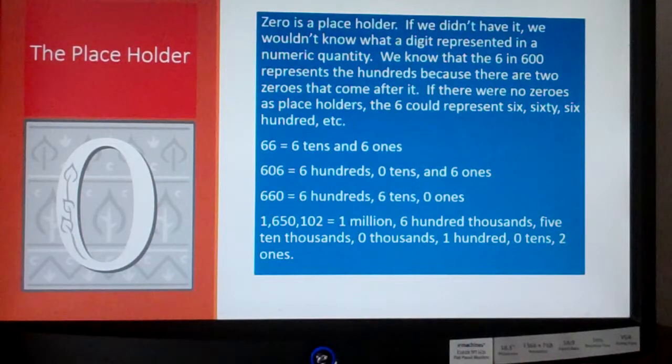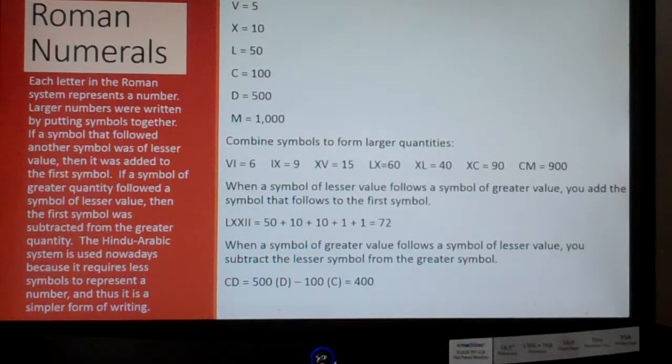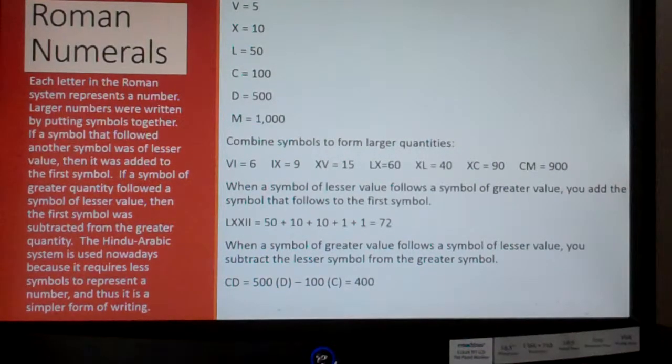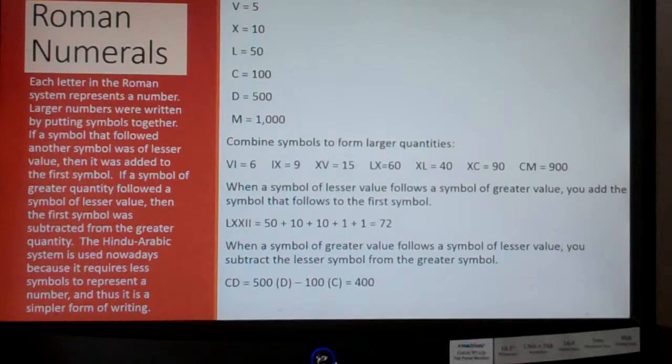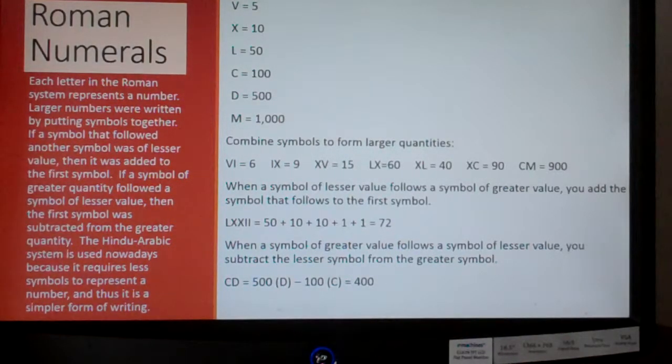1,650,102 equals 1,000,000, 600,000, 50,000, 0 thousands, 100, 0 tens, and 2 ones. Roman numerals. Each letter in the Roman system represents a number. Larger numbers were written by putting symbols together. If a symbol that followed another symbol was of lesser value, then it was added to the first symbol. If a symbol of greater quantity followed a symbol of lesser value, then the first symbol was subtracted from the greater quantity. The Hindu-Arabic system is used nowadays because it requires fewer symbols to represent a number, and thus it is a simpler form of writing.